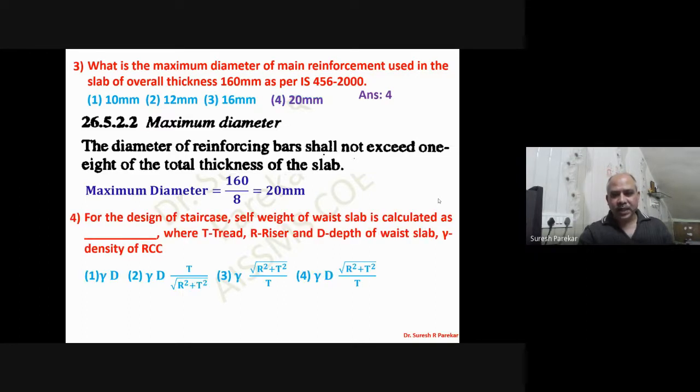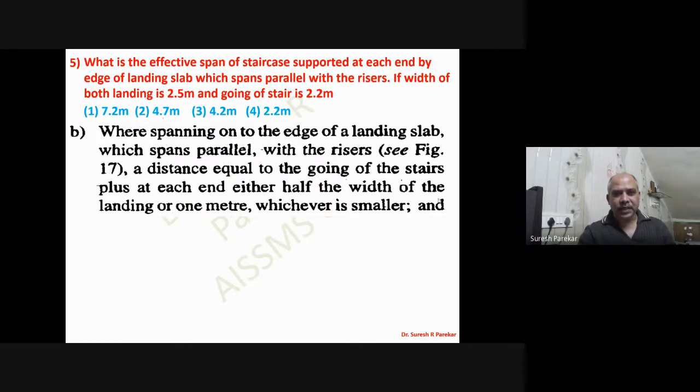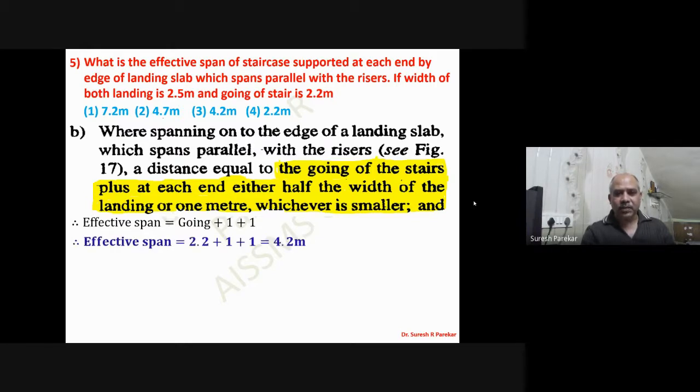Then for the design of staircase, self-weight of waist slab, we have option 4, gamma d root r square plus t square upon t, because we are going to take this as gamma d upon cos of theta. Then what is the effective span of staircase? So in this, it is given the going of the stairs plus at each end either half the width of landing or 1 meter, whichever is smaller. So we have this will be 2.5 meter both landing, so we have to take 1 meter. Answer comes 4.2 meter. Option is 3.